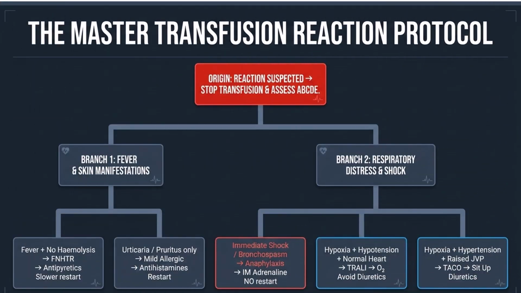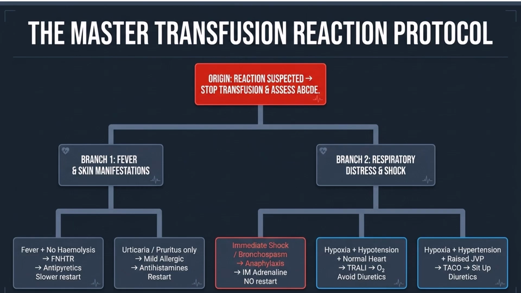So this is the master transfusion reaction protocol. The origin, that is the root: any suspected reaction, stop the transfusion and assess the A, B, C, D, E. The first response, the universal response, is the same for all reactions. Stop the transfusion, assess the patient systematically using the ABCDE approach, that is airway, breathing, circulation, disability, exposure.